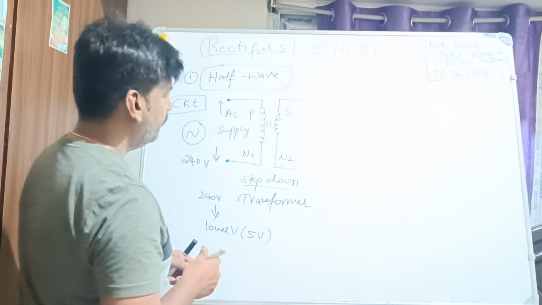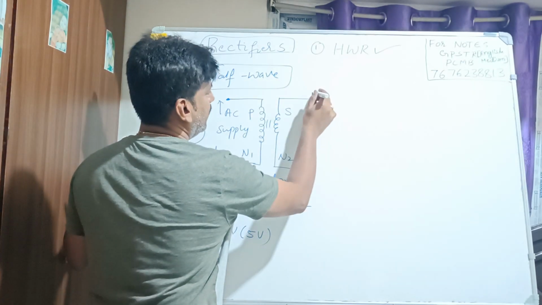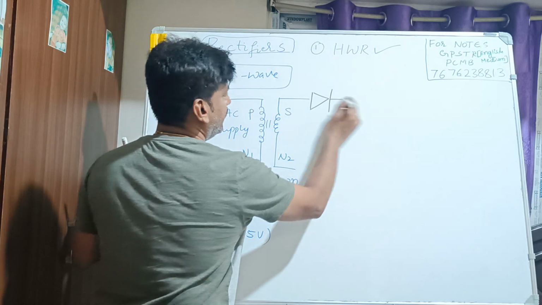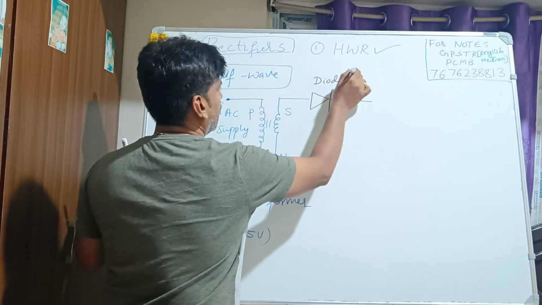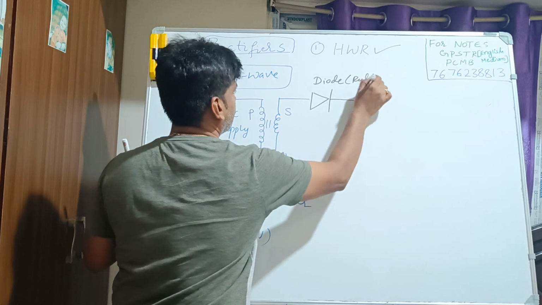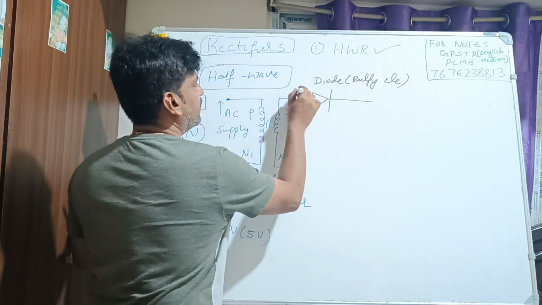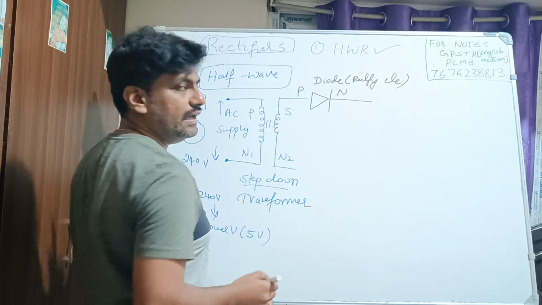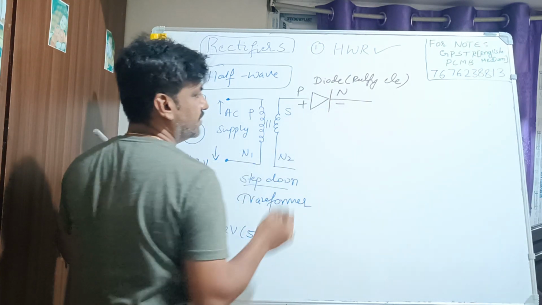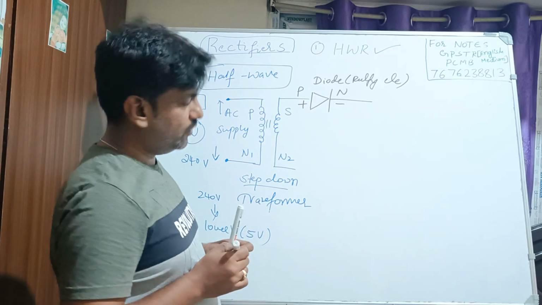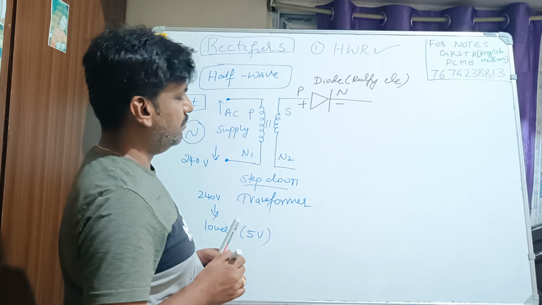Then after that, we should add a rectifying element. That rectifying element is called a diode. So this diode is called a rectifying element. We know from the previous class that it is a P and N junction. P consists of plus and N consists of minus, right? So it is a PN junction diode. So we have marked plus and minus, right?